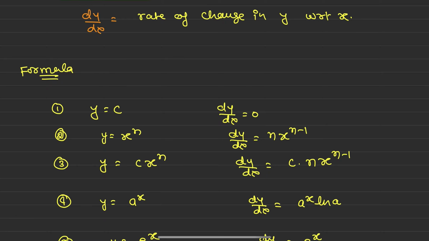Suppose first is y is equal to c. So the derivative of a constant will be 0. If you have y is equal to x to the power n, the derivative of x to the power n will become n into x to the power n minus 1. Then if you have c into x to the power n, where c is a constant, its derivative will become c, keep it aside, n into x to the power n minus 1.